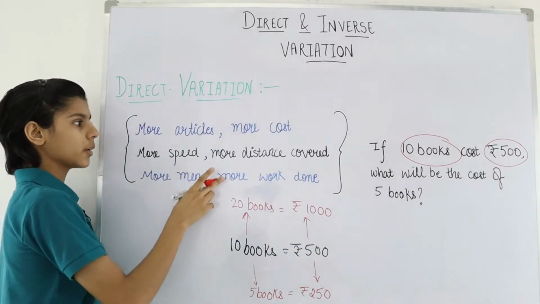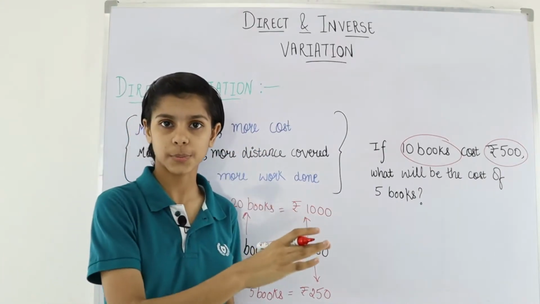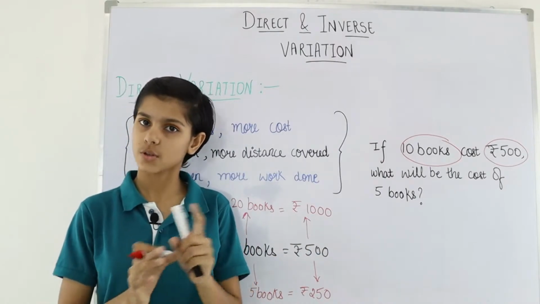Another is more speed, more distance covered. If an object is moving with more speed, then the distance covered will be also more.